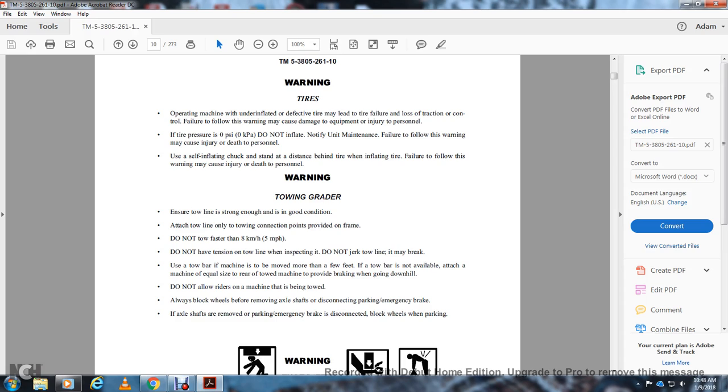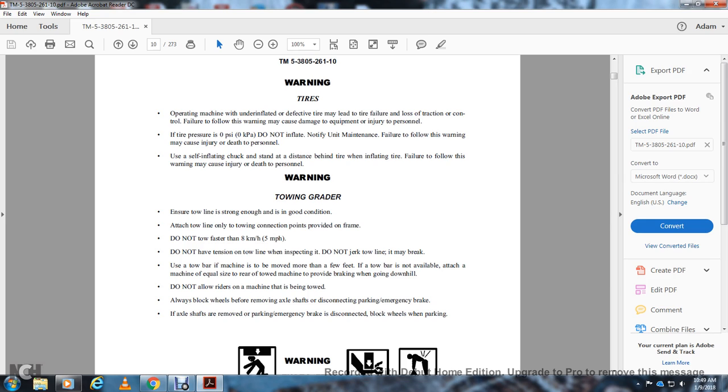Warning, towing grader. Ensure the tow line is strong enough and in good condition. Attach the tow line only to the towing connection provided on the frame. Do not tow faster than 5 miles an hour. Do not stand near tension on the tow line while inspecting. Do not jerk the tow line, it may break. Use a tow bar if the machine is moved more than a few feet. If a tow bar is not available to attach to the machine, equalize the side of the rear of the towed machine, providing braking when going downhill.